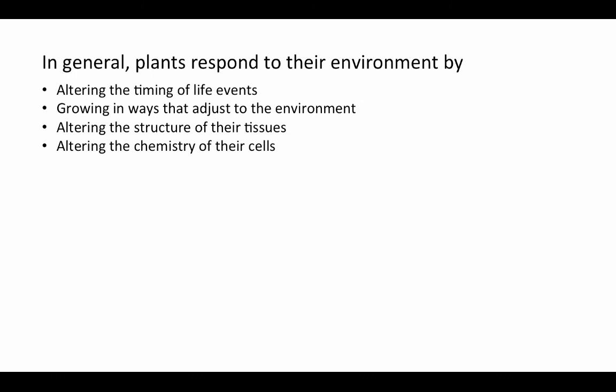And they can alter the structure of their tissues, as we saw, with the breaking down of those cortex cells to form these air tubes in flooding conditions. But they can also alter the chemistry of their cells, changing the solute concentration from within the plant itself to be able to deal with changes in solute potential, either due to salt stress or cold stress. They can produce specific proteins that are going to help with dealing with heat or dealing with cold. So these are all mechanisms that happen within the plant. The plant is changing itself in some way to deal with its environment.